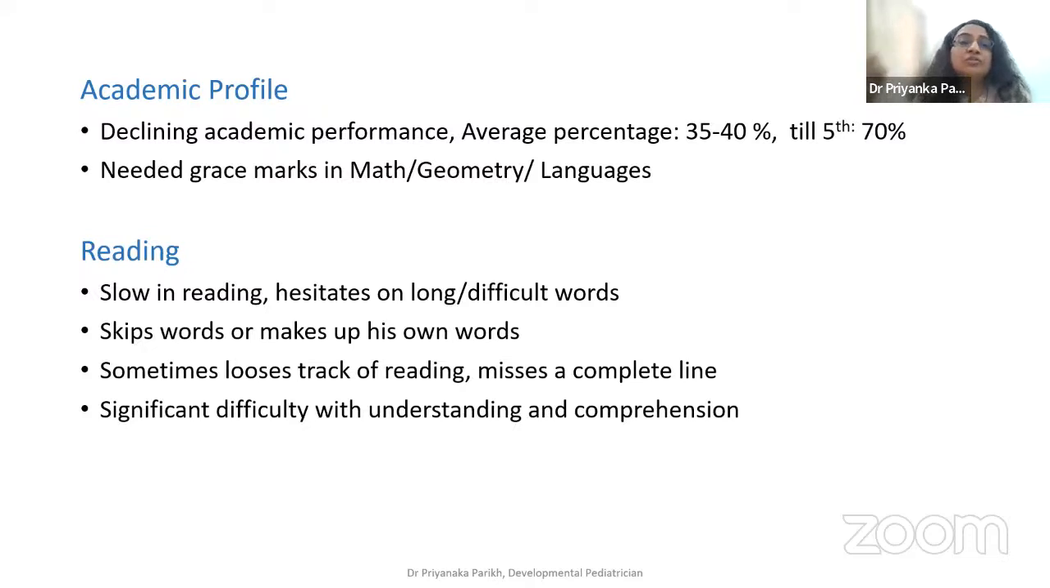The child would also lose track of reading. So he has finished reading a line and then completely missed the next line and gone to the one after that. So the child managed to complete the passage which was given, but had significant difficulty with understanding what he had read, what we call comprehension, because the reading was so hesitant, so labored, and there was misreading of a lot of words in the passage, that the child actually couldn't make sense of what he had read.